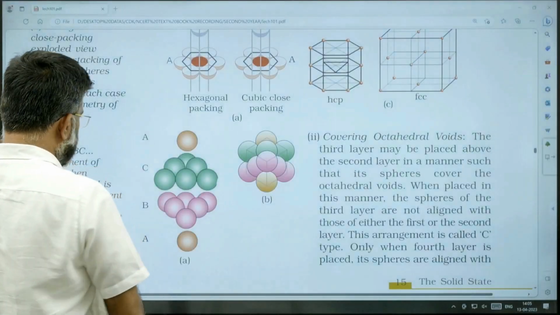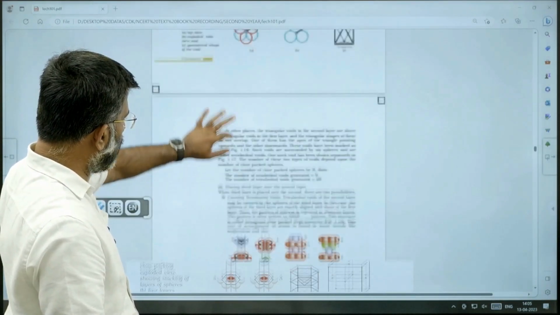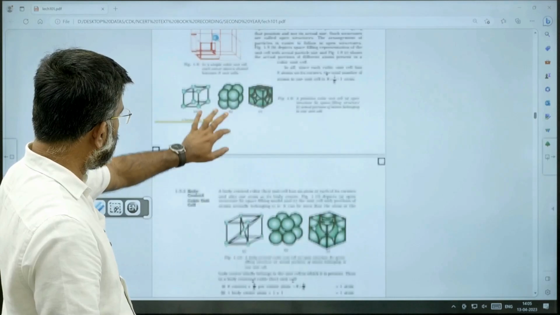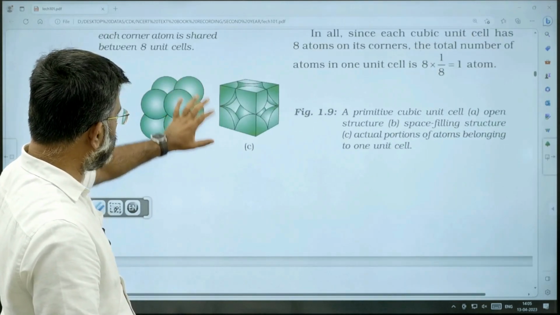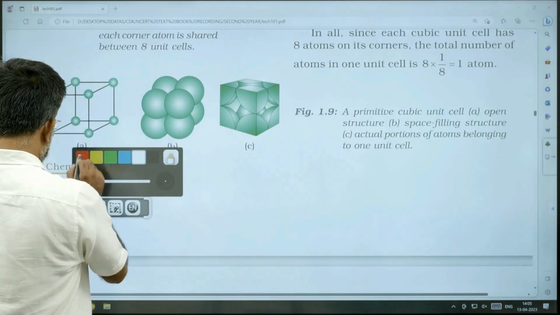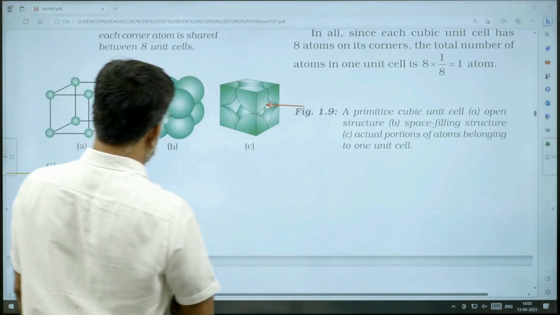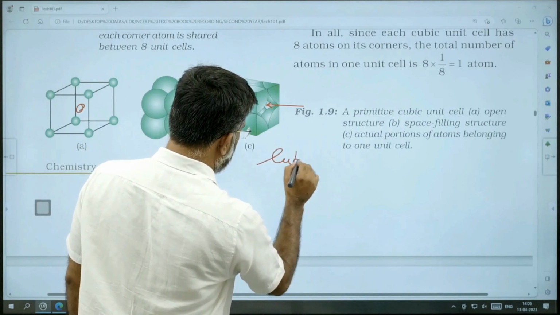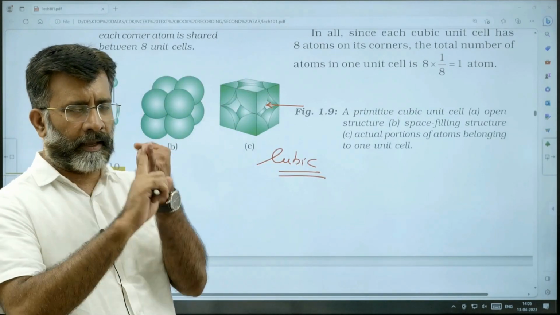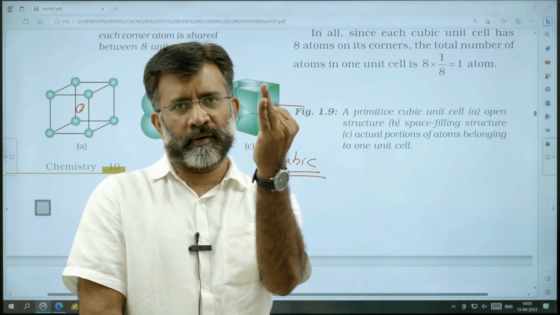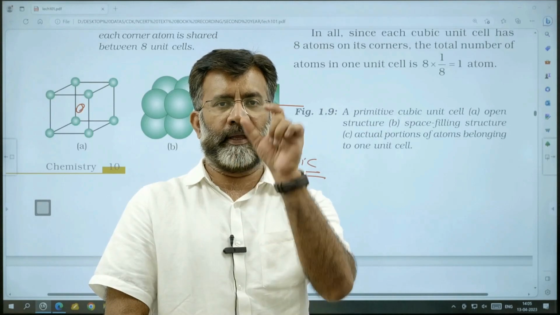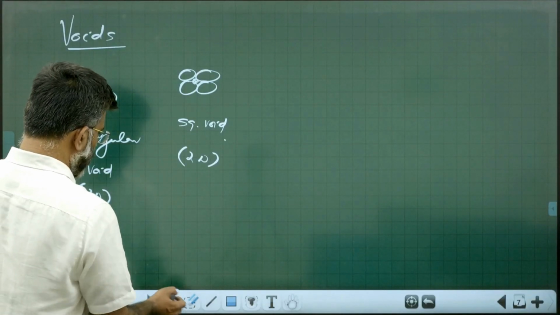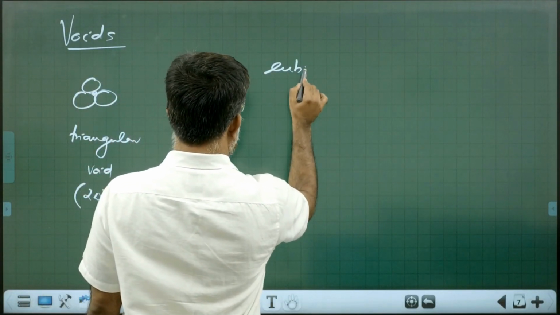While if you take a system like this, a simple cubic system, there can be a void. Hope you find a void here. In between 8 particles, there is a void. That is called a cubic void. So there is triangular void in 2D, there is square void in 2D, and there is cubic void in simple cubic system. That is about the cubic void.